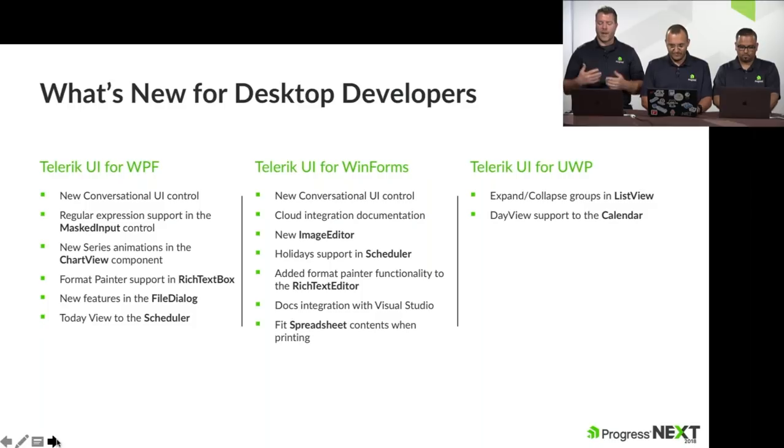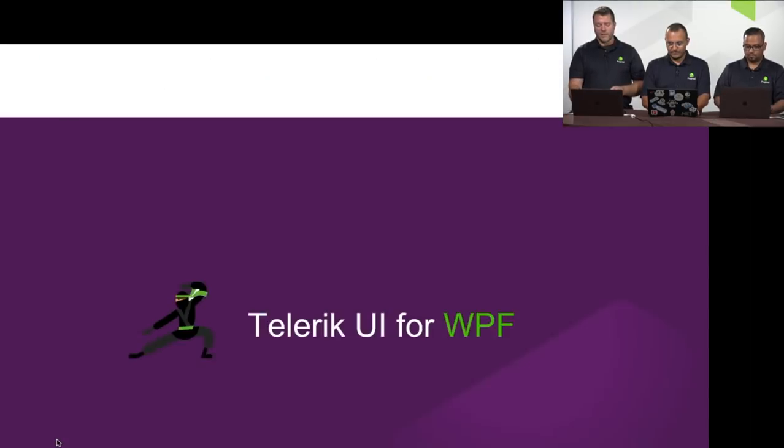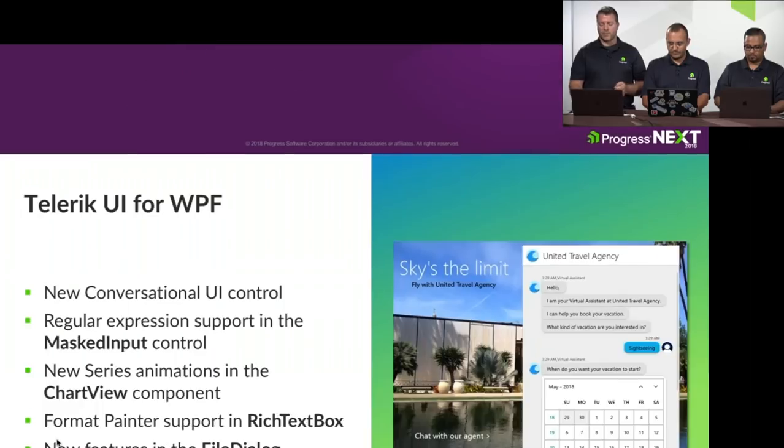In addition to that, we've added some new controls for both WPF and for WinForms. In particular, the new image editor within WinForms allows you to do inline editing of images for things that you're doing in your line of business applications. Common requirement often. There's other things that are interesting as well. So for example, we've added some nice subtleties or nuances to things like the chart view for animations. We've added some new features to the file dialog, etc. So if we take a look at some of these individually, let's start with WPF.